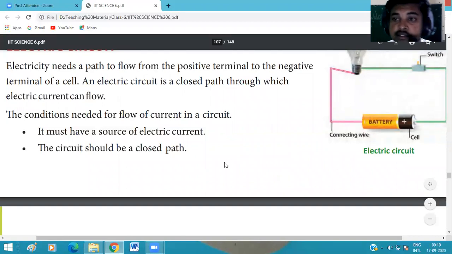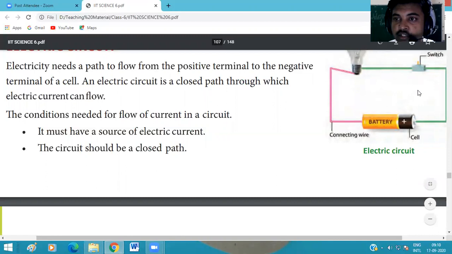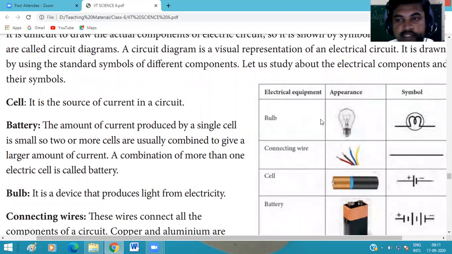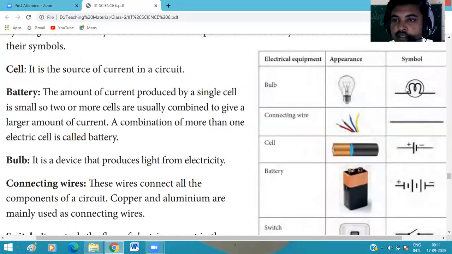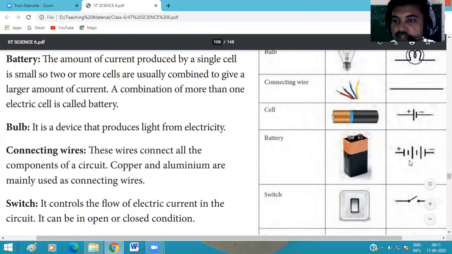circuit. If we want to draw a circuit, it is too difficult to draw the original image, so we use symbols of the components. We already discussed the components. The symbol of a bulb is like this, and the connecting wire we draw like this, and a cell we draw in this form. A battery is made up of two or more cells, so we draw as many cells as are present in the battery.